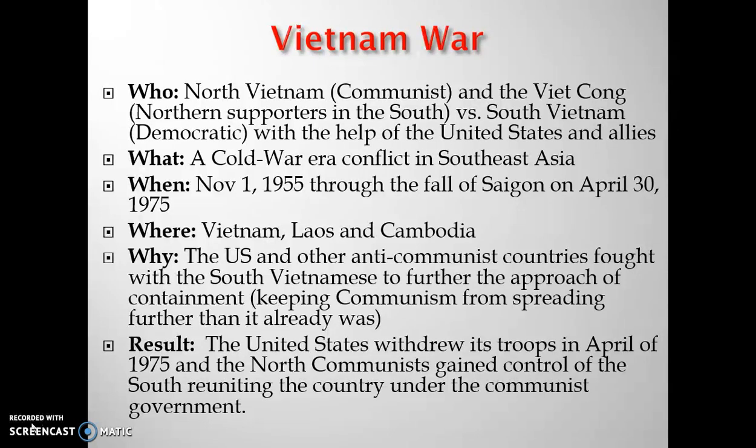So this was the idea of keeping communism from spreading further than it already had, the domino effect, that if one country fell to communism, every country in Southeast Asia would subsequently fall. The result was that the United States withdrew its troops in April of 1975, and the North Communists gained control of the South, reuniting the country under the communist government.